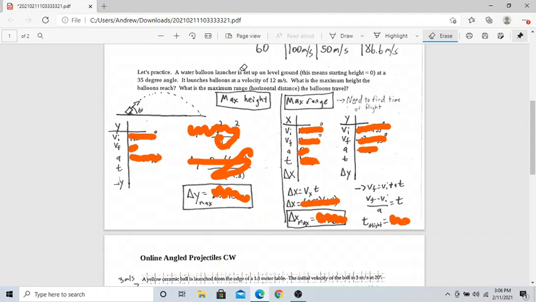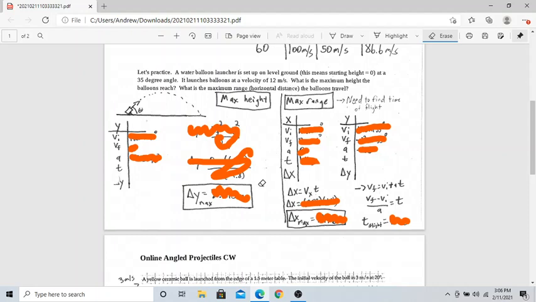All right. Now, this particular question tells us a few things. It says the water balloon launcher is set up on level ground, so we can say the starting height is 0. It's fired at a 35-degree angle, and it launches balloons with a velocity of 12 meters per second. Okay. Now, that tells me right away I know the launch velocity, I know the launch angle. I want to figure out the maximum height the balloons reach, and I want to know the maximum range or horizontal distance the balloons travel.